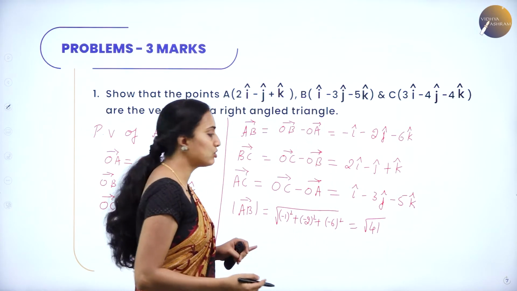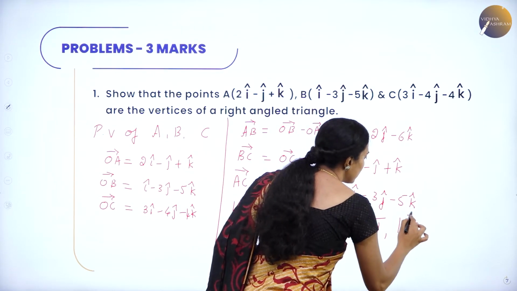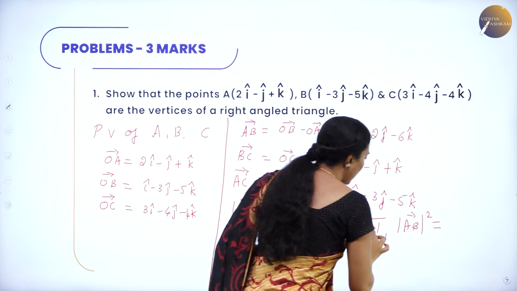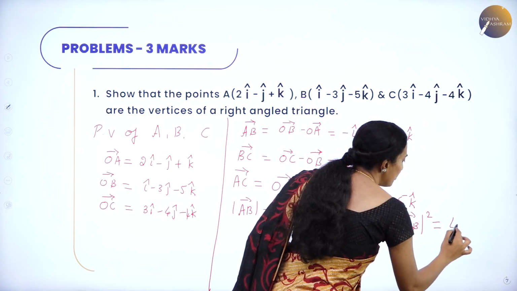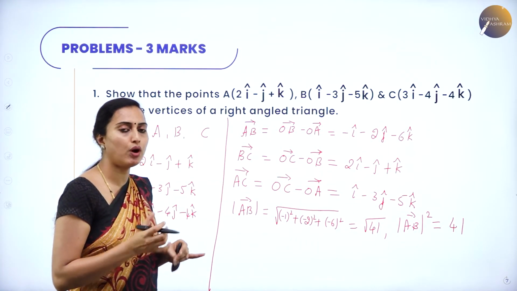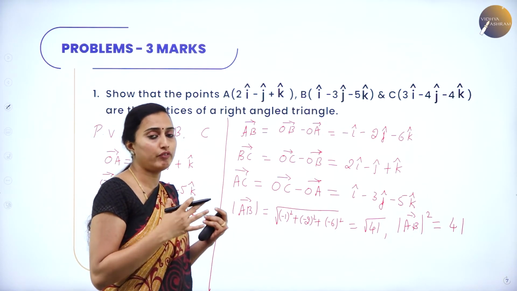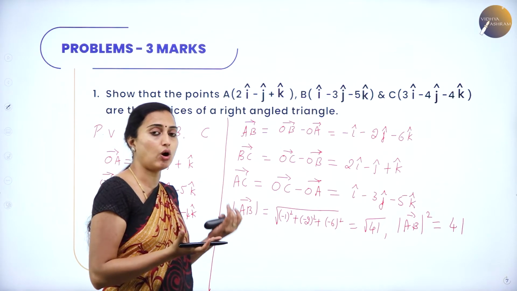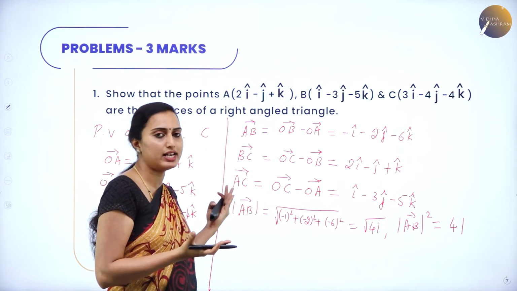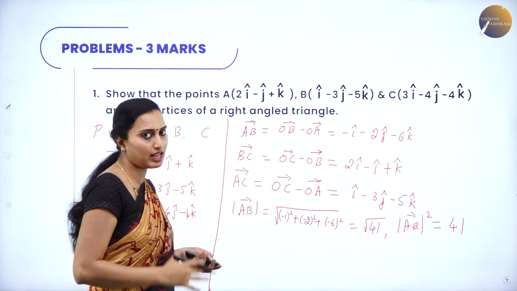So the magnitude of AB vector squared is root 41 whole squared, which becomes 41. Keep this in mind, because we have to prove hypotenuse squared equals the sum of the squares of the other two sides. We don't know whether AB, BC or AC is the hypotenuse, so I am writing like that. Later, let us calculate that.